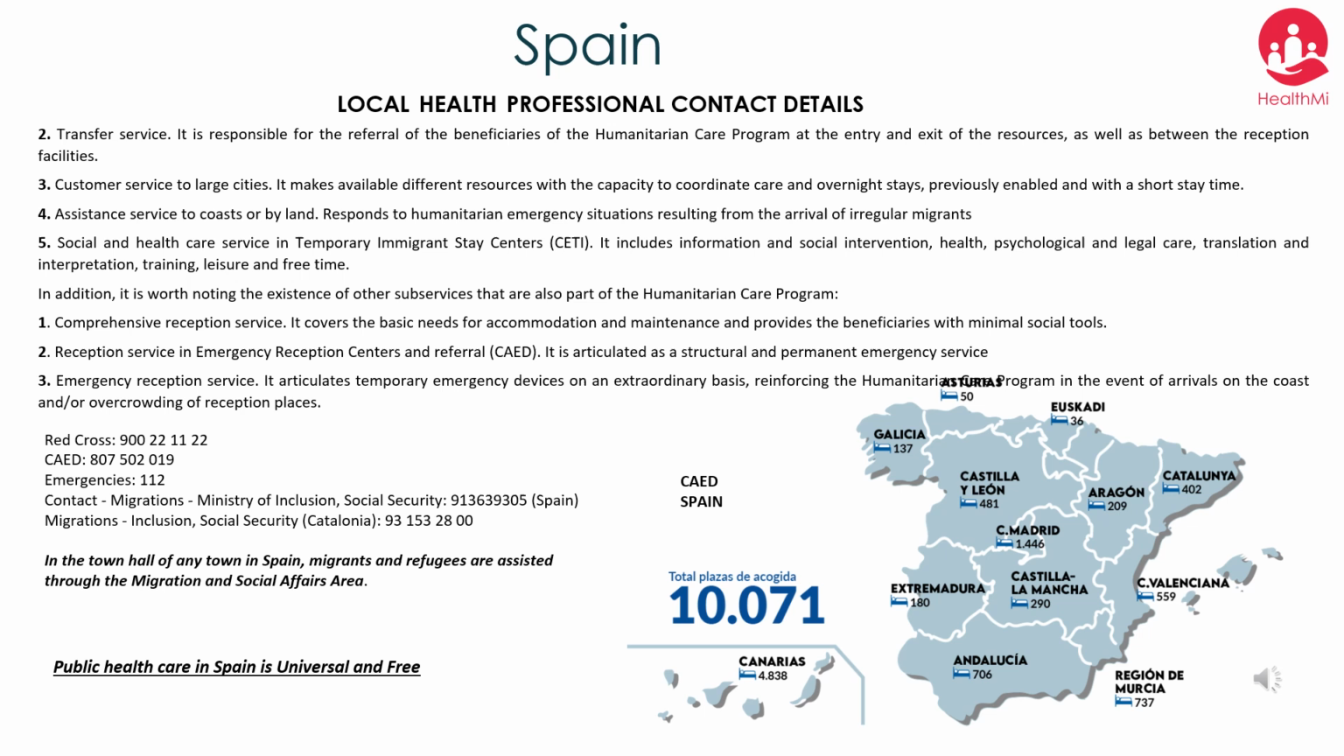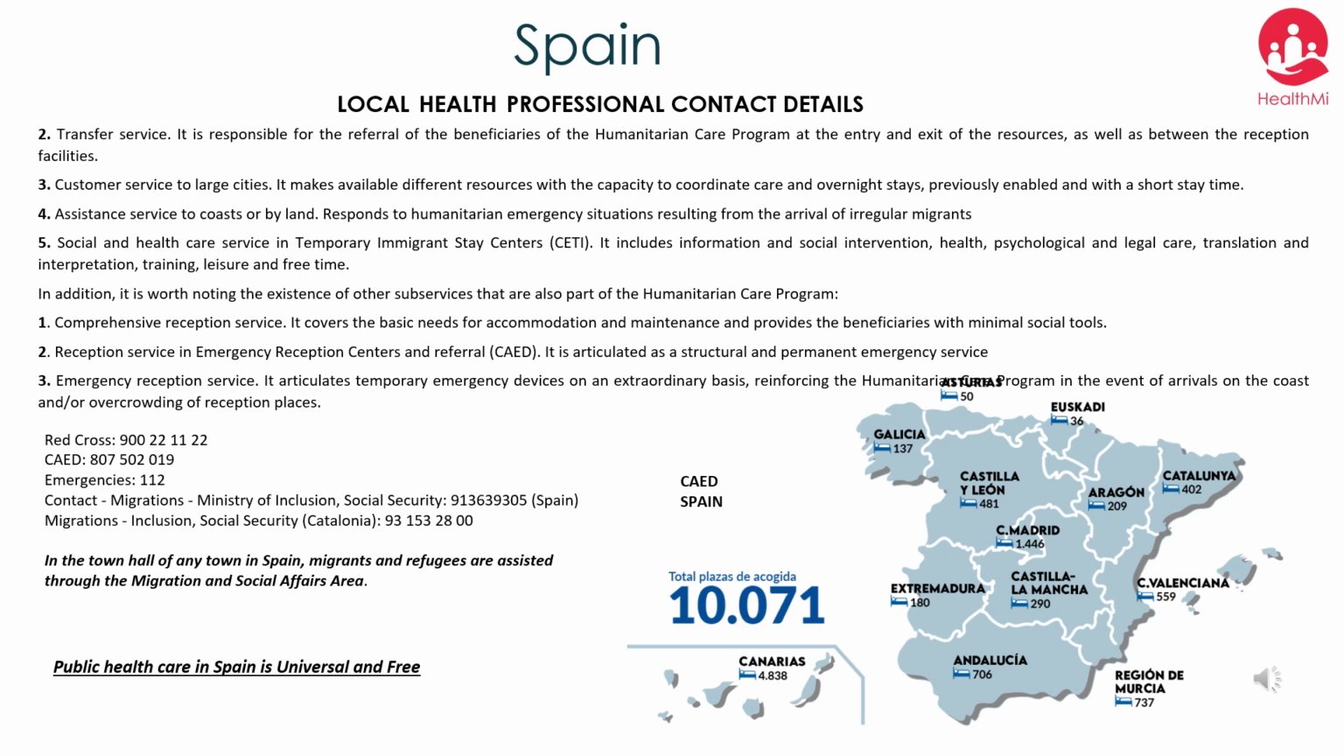2. Transfer Service. It is responsible for the referral of the beneficiaries of the Humanitarian Care Programme at the entry and exit of the resources, as well as between the reception facilities. 3. Customer Service to large cities. It makes available different resources with the capacity to coordinate care and overnight stays, previously enabled and with a short stay time. 4. Assistance Service to coasts or by land. Responds to humanitarian emergency situations resulting from the arrival of irregular migrants. 5. Social and Healthcare Service in Temporary Immigrant Stay Centres, CTI. It includes information and social intervention, health, psychological and legal care, translation and interpretation, training, leisure, and free time.